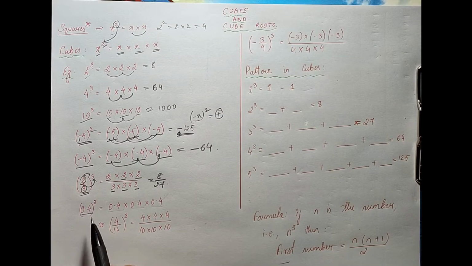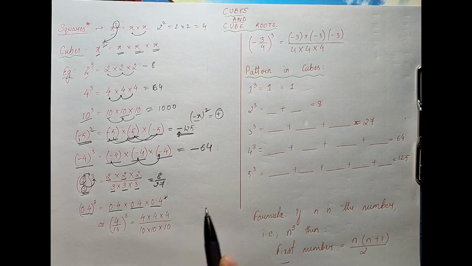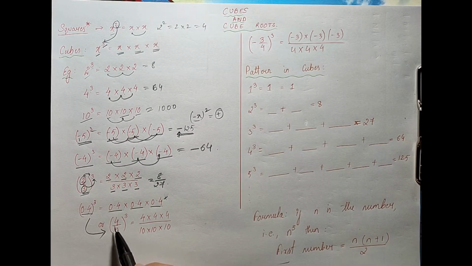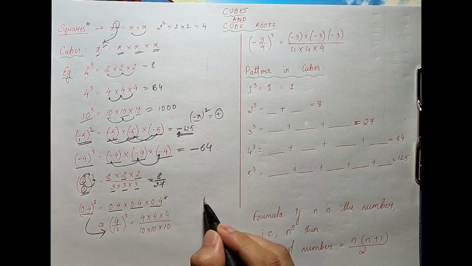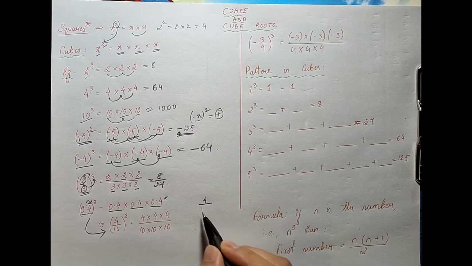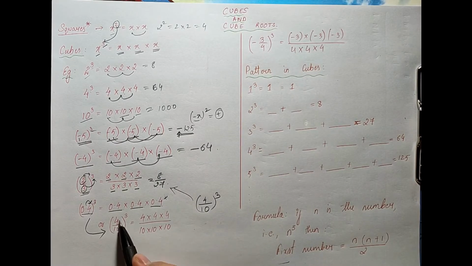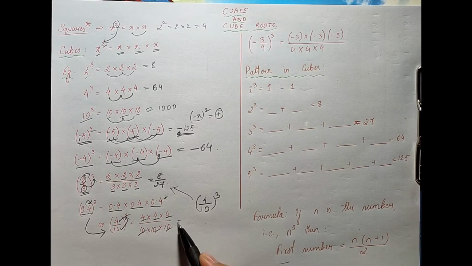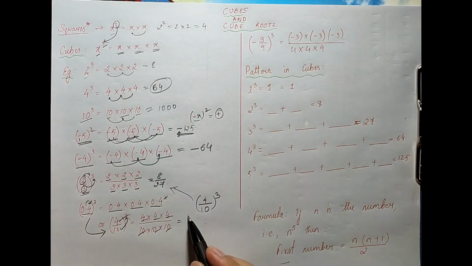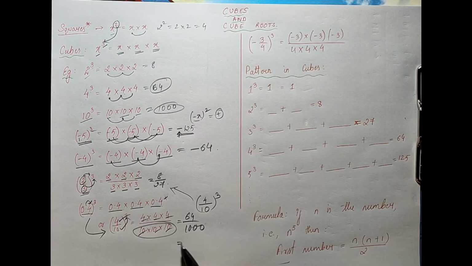We may also have cubes of decimal numbers such as 0.4 cube, which is simply by definition 0.4 into 0.4 into 0.4. We will not be following this method though. We will be using the method that we used to find the squares of decimals. So if you remember, first write down the number divided by 1 followed by 0, whole thing cube. So it will be 4 cube divided by 10 cube. So 4 cube is 4 into 4 into 4 divided by 10 into 10 into 10. Now 4 into 4 into 4 is 64, and 10 into 10 into 10 is nothing but 1000.